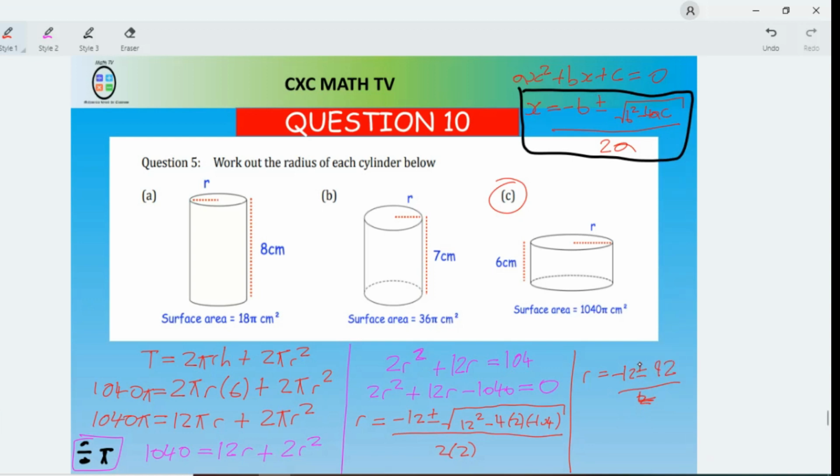Now, guess what? You don't need to put in the negative part. Always remember that radius, height, length is always a positive value. So ignore the part that says minus, and so the radius is negative 12 plus 92 over 4. That's 80 over 4, which is 20. So the radius is just 20 centimeters. Look how nice that is to get the radius. That's brilliant.